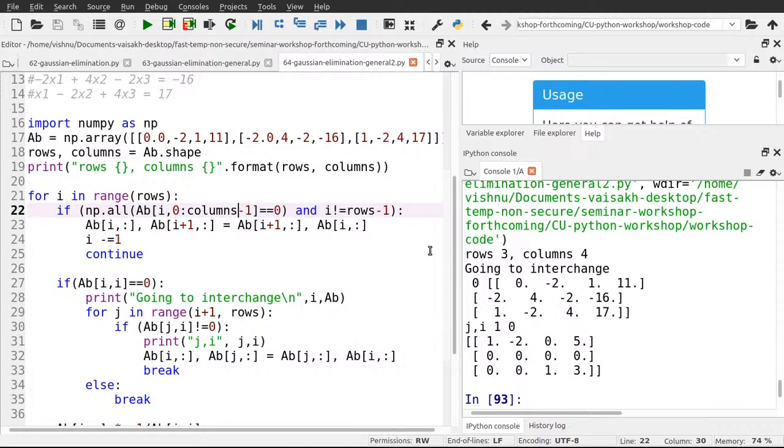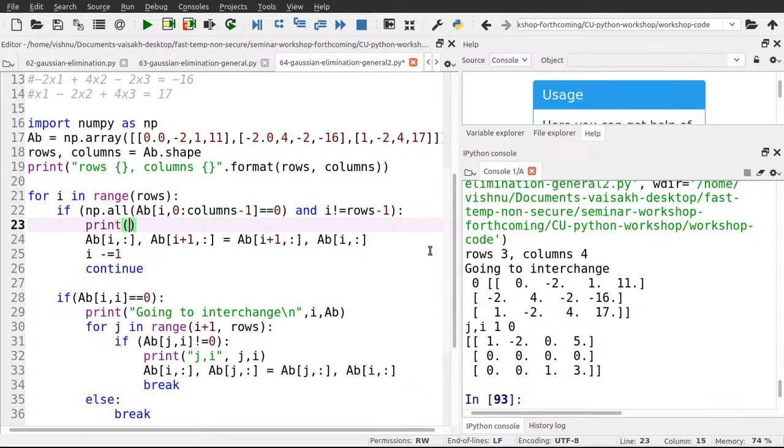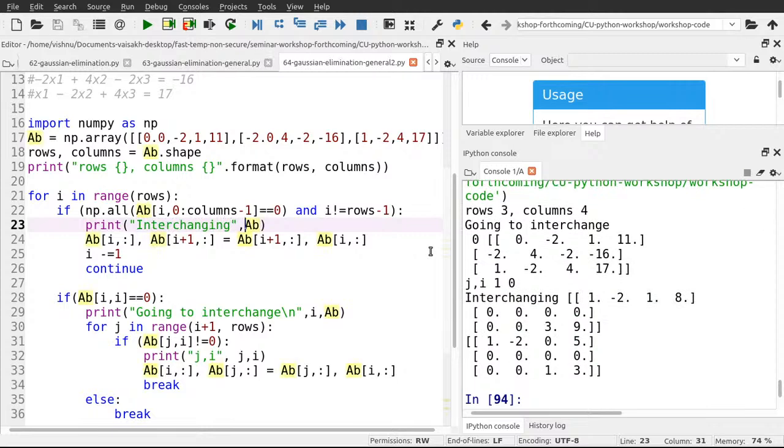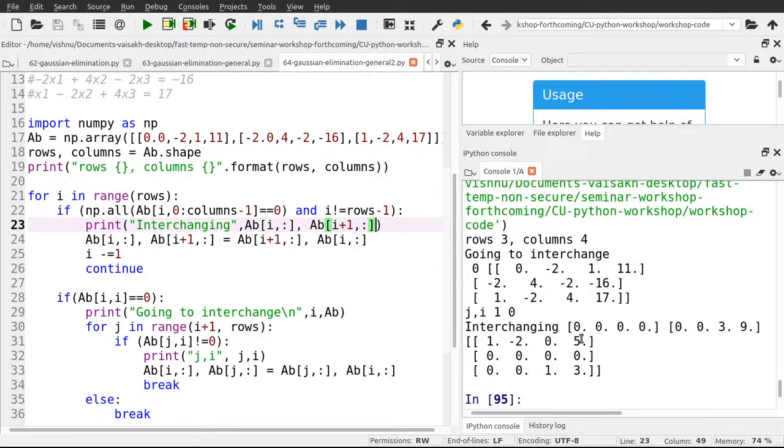Still there is no luck. 1, minus 2. So if everything is 0, what might be happening here? Let us try to see it. Try to do a print once again with the message interchanging, interchanging what and what, interchanging these two. So interchanging 0, 0, 0. But is it really happening?